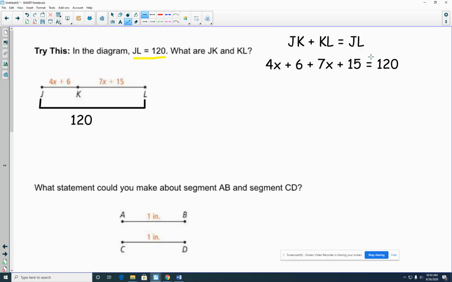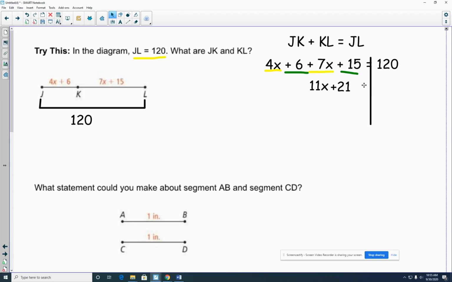So let's just do what we did before. Line down the middle, combine some like terms. So I'm going to highlight them first. I have my 4x and my 7x. That gives me 11x. And then I have my 6 and my 15. So I have positive 6 plus 15. So 6 plus 15 is our 21. Okay, and then I'm going to bring down my equal sign. Equals 120.